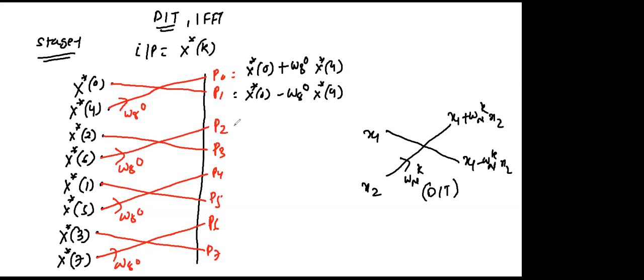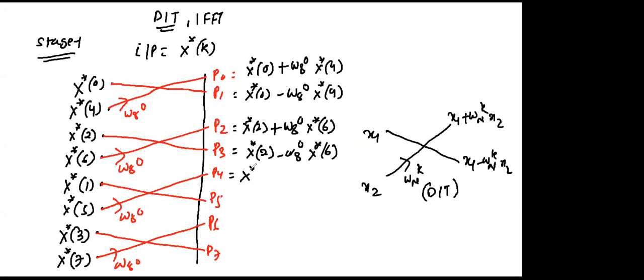Then what is P2? Please someone guide me. X conjugate 2 plus omega 8 0, x conjugate 6. Very good. Okay, same. Rest you can write. It's very easy, because rest everything is same. Only the input will change. X conjugate 1 plus omega at 0, x conjugate 5. This is x conjugate 1 minus omega at 0, x conjugate 5.